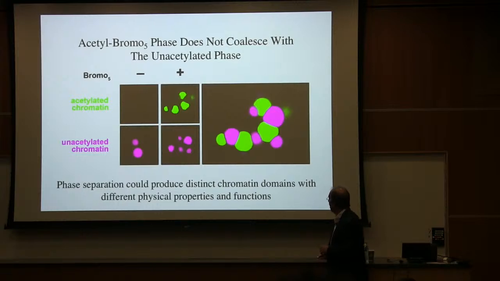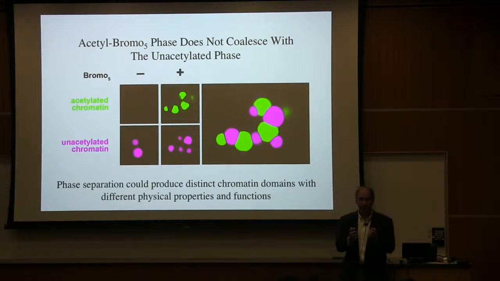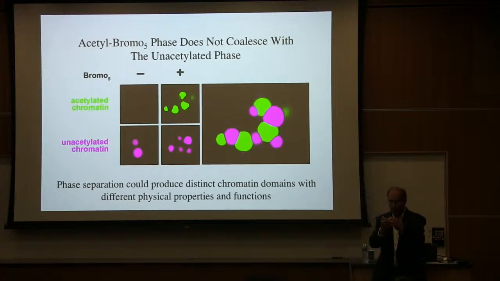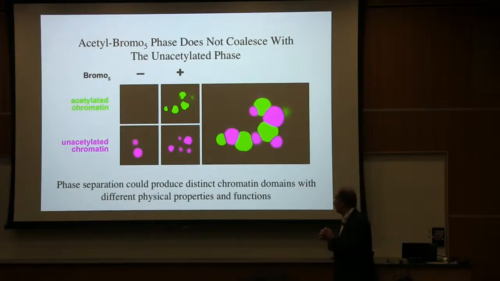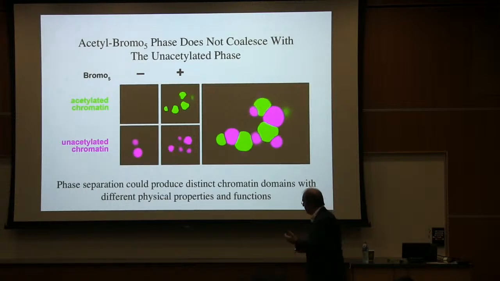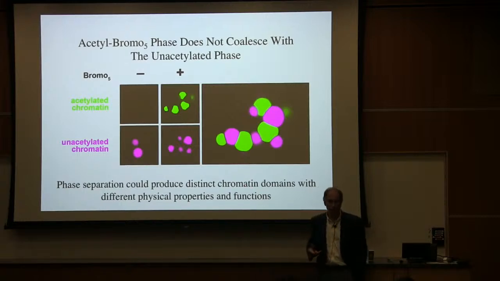And if we add the pentabromodomain protein to it, we can see that, again, we reintroduce that acetylated bromo phase. But what's cool is it does not coalesce with the unacetylated chromatin. So if we show both colors here together, we can see that we get these 2 distinct phases. They adhere to each other, so there's enough attraction to cause adhesion, but not so much adhesion that the molecules coalesce and form a single dense phase. And so what that tells us, at least in physical terms, is that phase separation can produce distinct chromatin domains that obviously have distinct physical properties and by implication could have distinct functions.